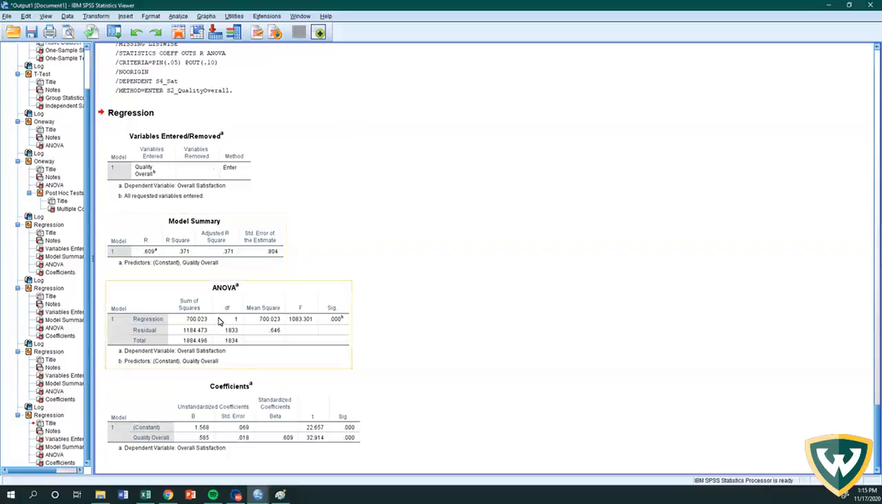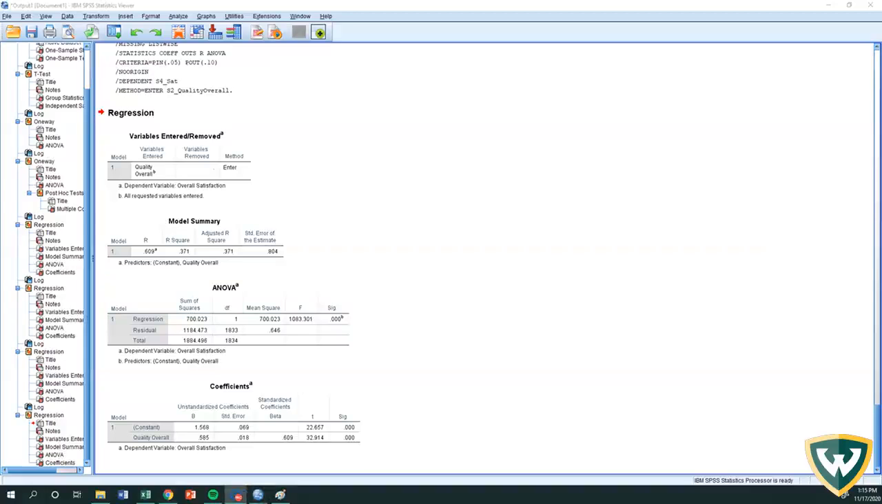The third table that you see here is the ANOVA table, and this ANOVA table tells me if the variables are statistically significantly linearly related to each other. So when this sig over here is smaller than 0.05 and statistically significant, then I conclude that the relationship between my x's and my y is statistically significantly linear. There is a linear relationship between overall satisfaction and overall quality in this case.